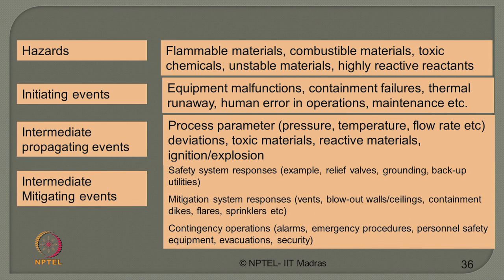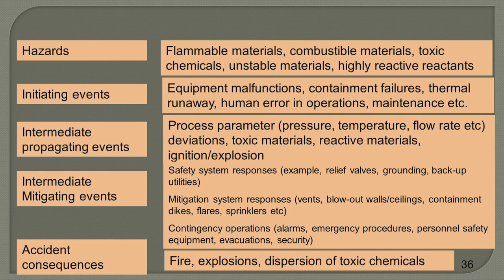If we talk about mitigating events, it can be arising from safety system responses like relief valves, grounding, backup utilities, etc. It can be mitigation system responses like vents, blowout valves, containment dikes, flares, sprinklers, etc. It can also be from contingency operations like alarms, emergency procedures, personal safety equipment, evacuation plans, security arrangements, etc. If we talk about the accident consequences, the consequences will be only three, which can be either fire or explosion or release of toxic chemicals in the environment.